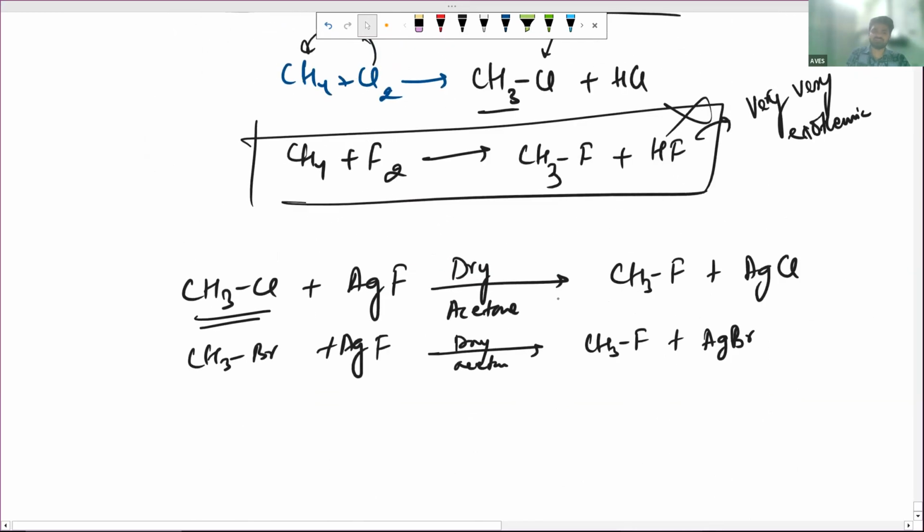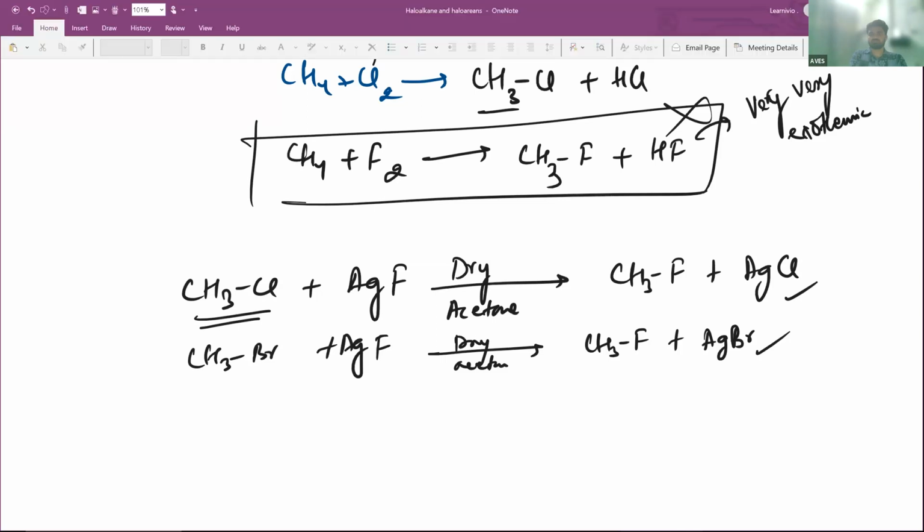Have you noted these reactions? That CH3Cl when reacted with AgF in the presence of dry acetone gives you this product. Have you noted this reaction? Note it down, please.